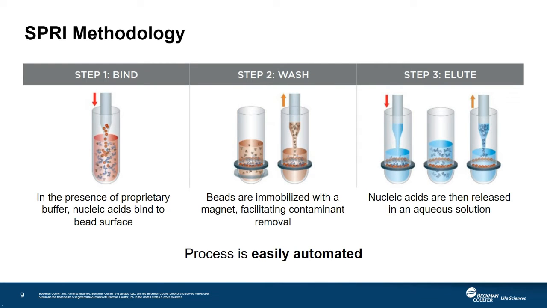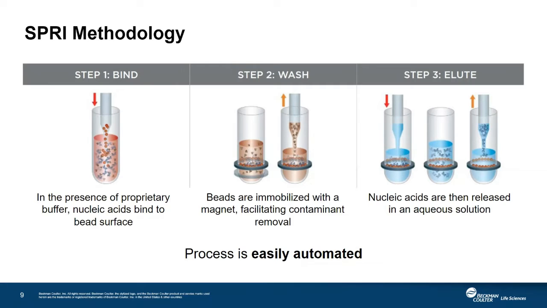This is a really generalized look at what SPRI methodology is. And so I kind of introduced by saying we have extraction, we have cleanup. Regardless of what you're doing, this is really the basics of SPRI technology. So you have a bind step, you have a wash step, and you have an elute step. Binding, it's really simple. In the presence of our proprietary buffers, your nucleic acid is going to bind to the bead surface. And so again, this is very standard methodology, regardless of what your sample type is or what kit you're using. It's just those buffers that are kind of the nuance there.